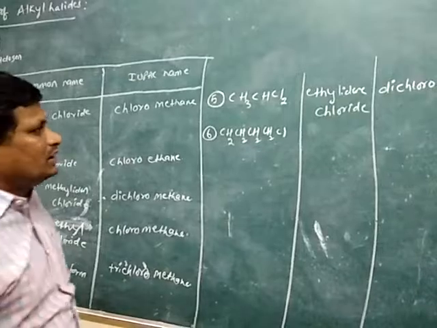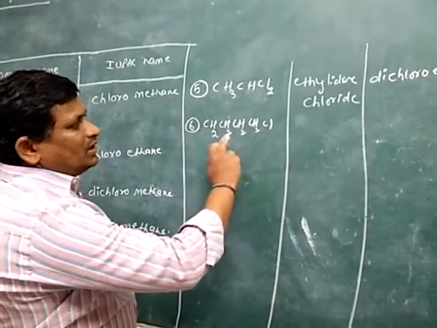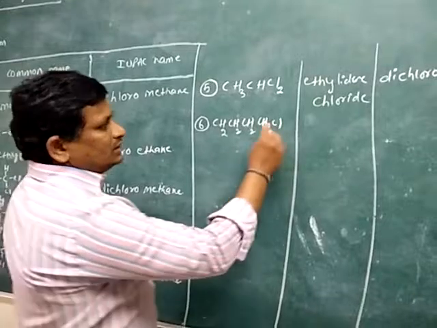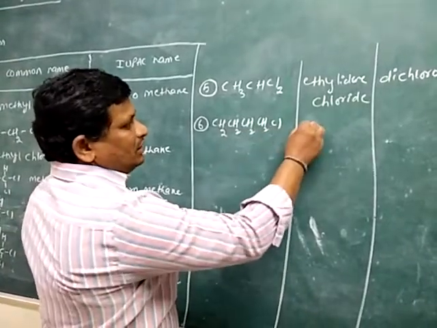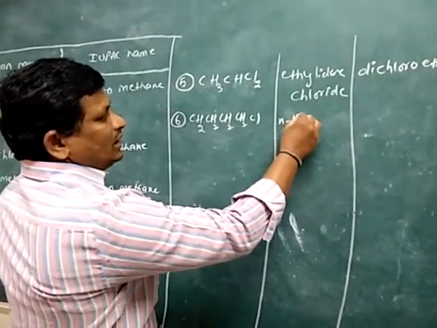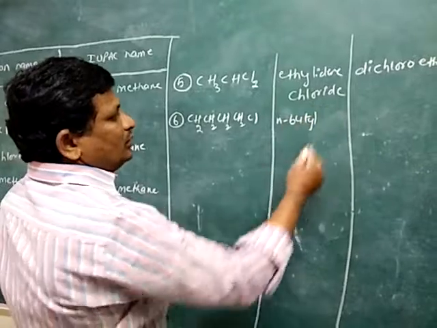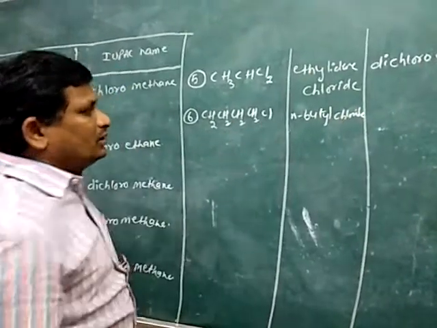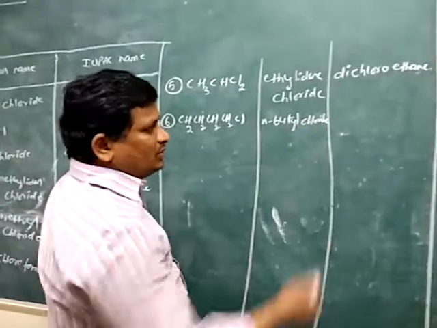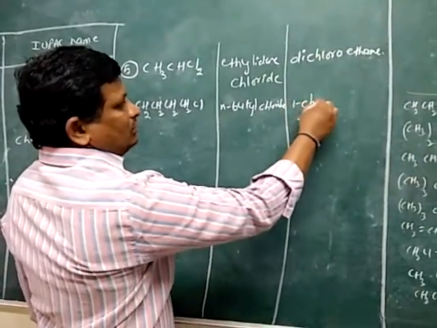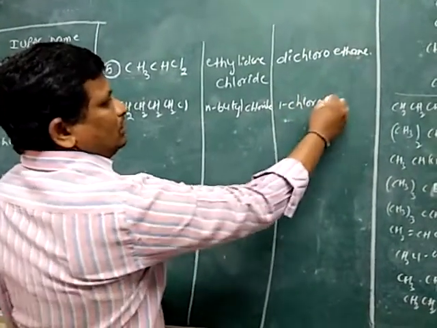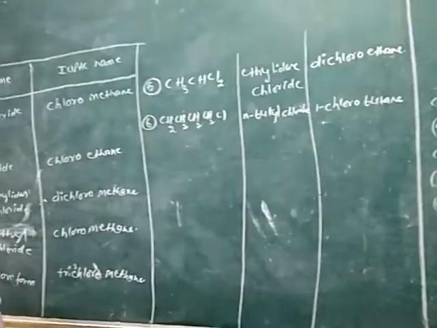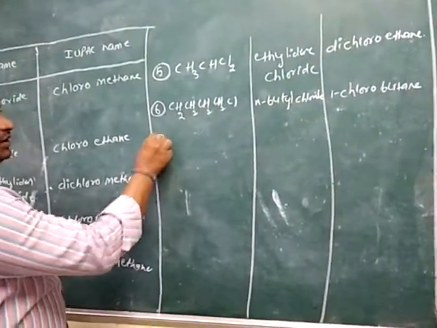Then the sixth compound is CH3CH2CH2CH2Cl. Its common name: number of carbons is 4, and it is a straight chain, so it is n-butyl chloride. The IUPAC name is 1-chlorobutane.